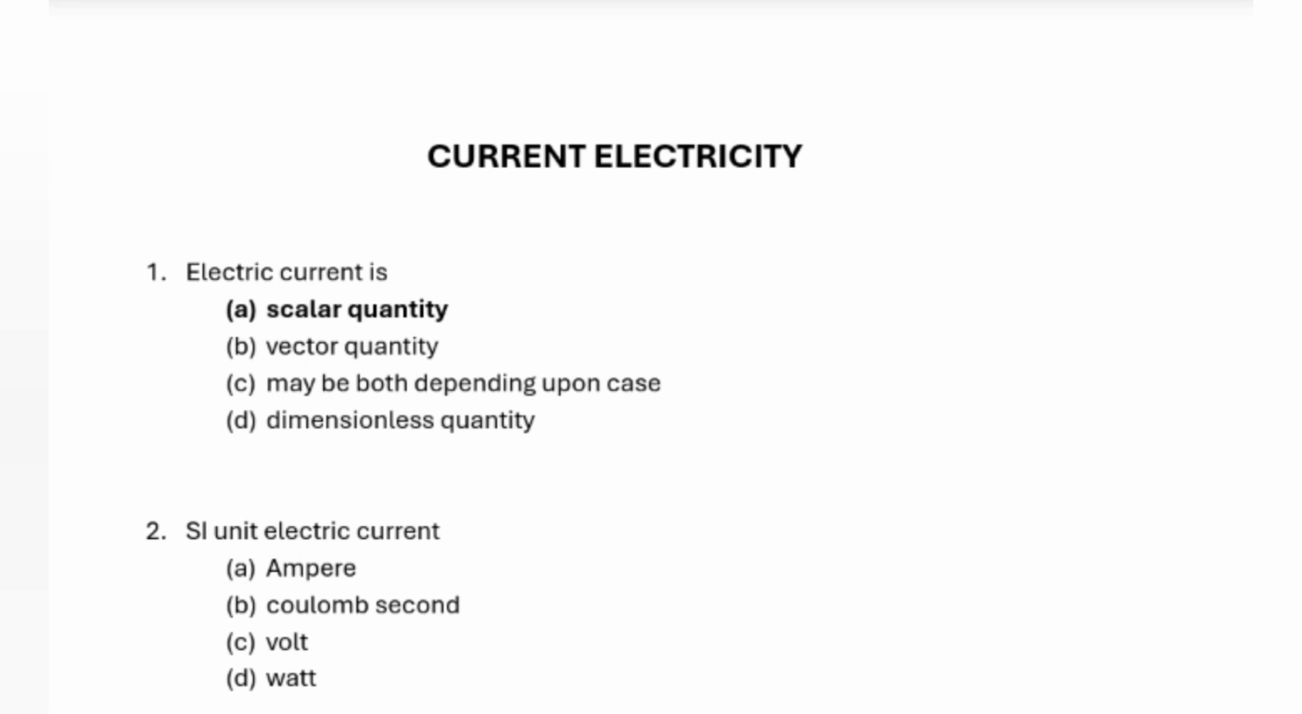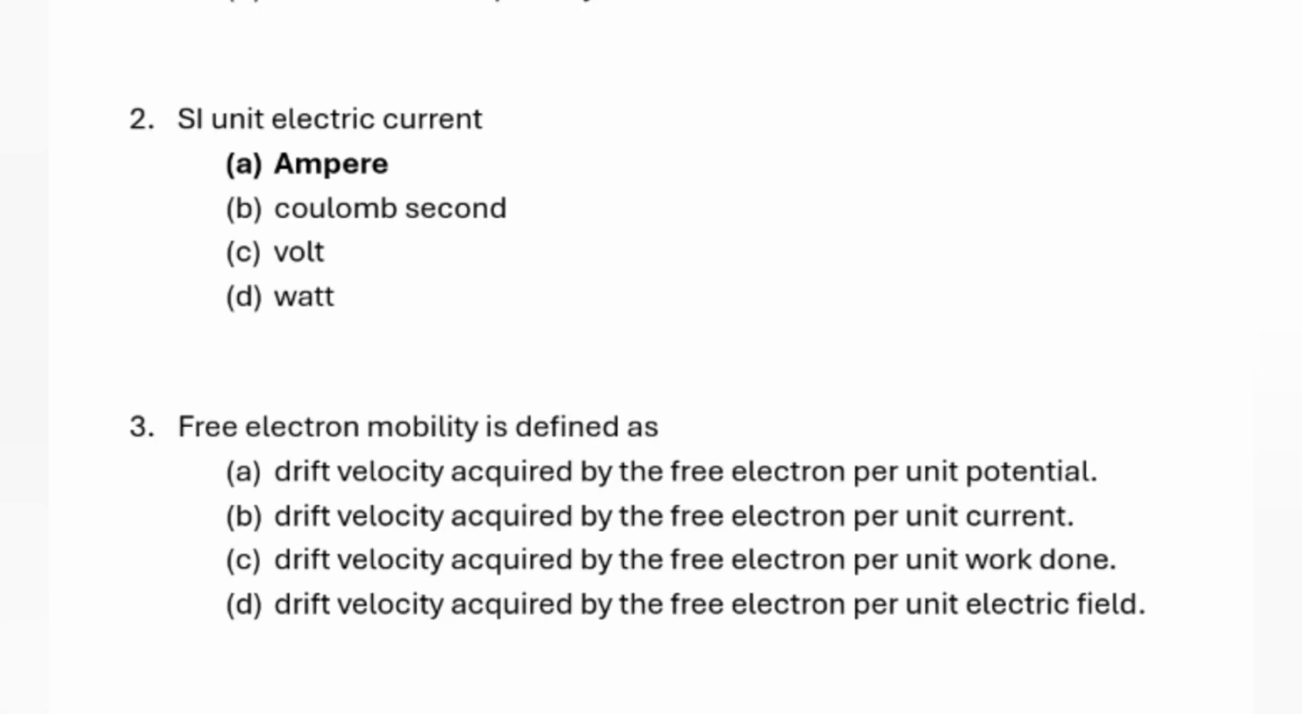Question number 2. SI unit of electric current is option A ampere, option B coulomb second, option C volt, option D watt. Here the correct answer is option A ampere.